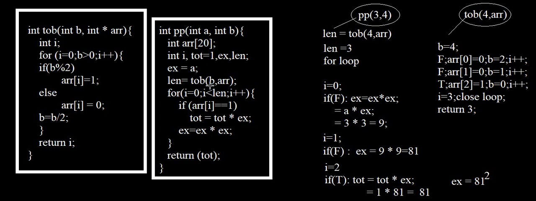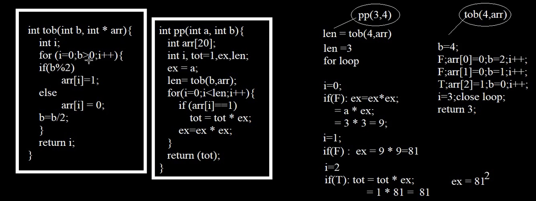Now tob is a function which is taking 4 and an array. Now come to the tob 4 comma array. B equals to 4, right? Because b was given as an actual parameter in the formal parameters. Okay, now b equals to 4, and now let's come to the tob function here. Integer b, int b, and an array. B equals to 4 and array is a random array.